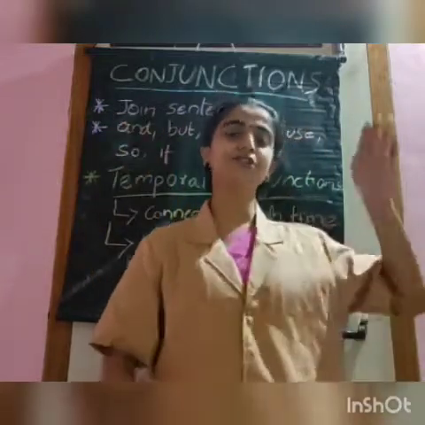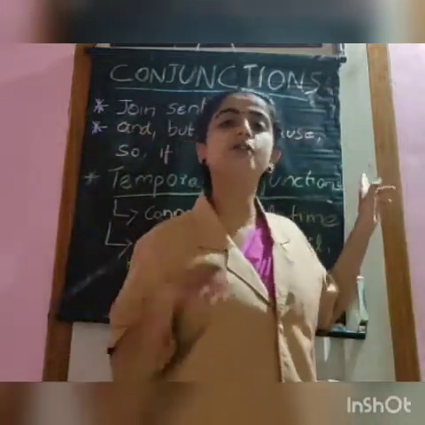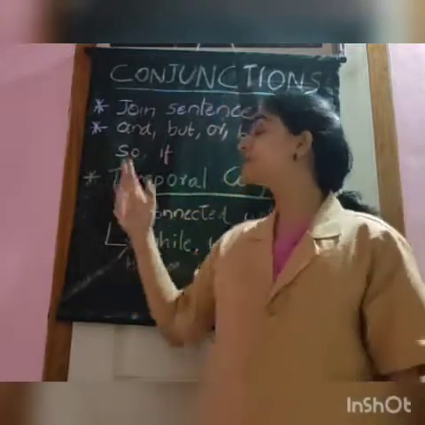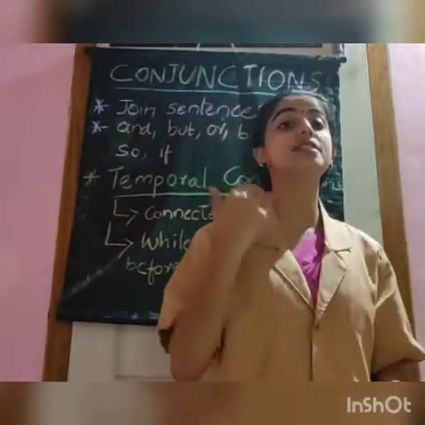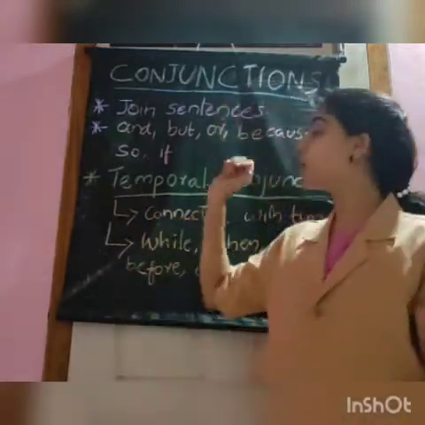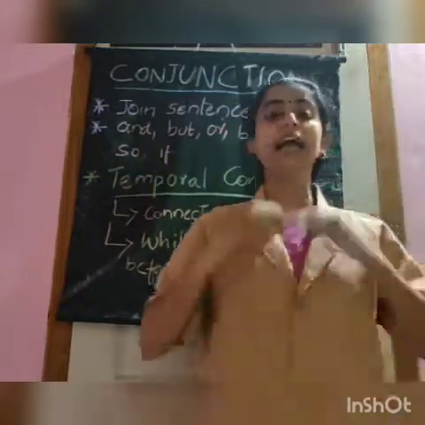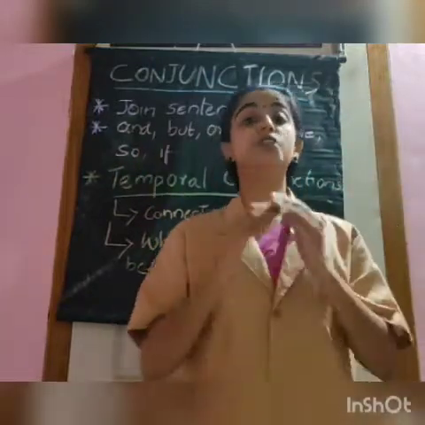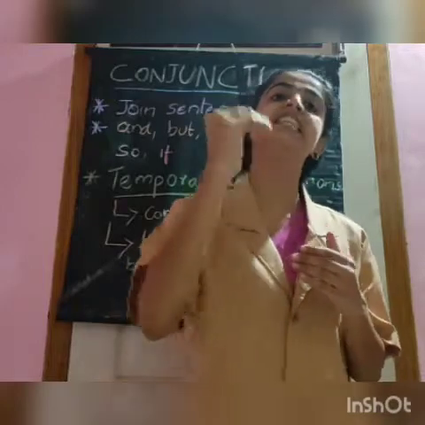Okay, so that's the difference between because and so. Because is used to show some reason. So is used to show the result of something. Now the last common conjunction is if. If is a conjunction that is used to put some conditions.